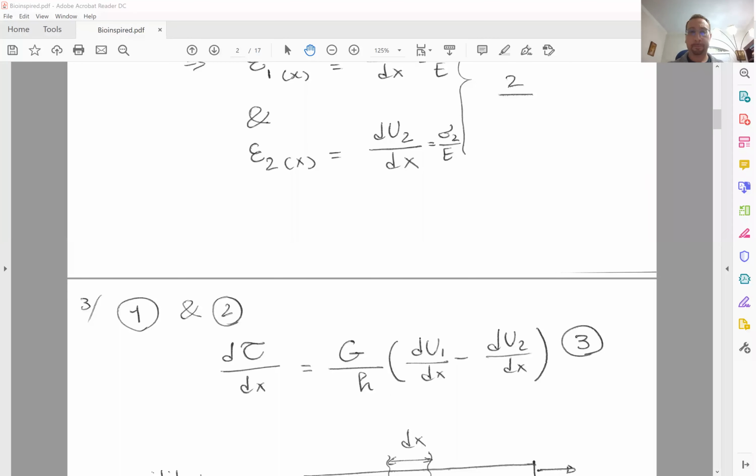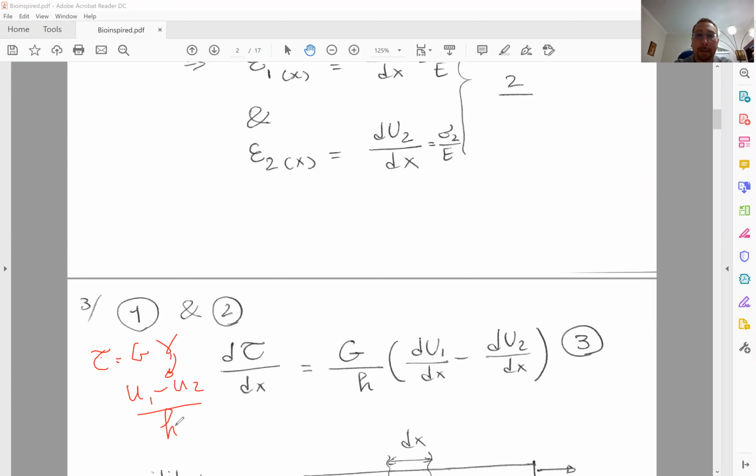So we had the relationship between tau and shear stress and shear strain, which is tau is equal to G times gamma. Tau is equal to G times gamma, and instead of gamma, I can put U1 minus U2 divided by H.